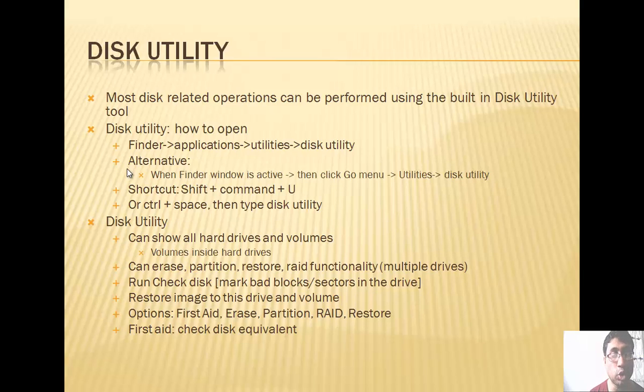Anyway, if you go to Finder, you will see an Applications folder, and in the Applications folder you will see Utilities. There you will see Disk Utility, and by clicking on Disk Utility you will be able to run the tool. So this is one option, just using the Finder icon in the dock. An alternative: when the Finder window is active, we can go to the Go menu, click on Utilities, and then run Disk Utility.